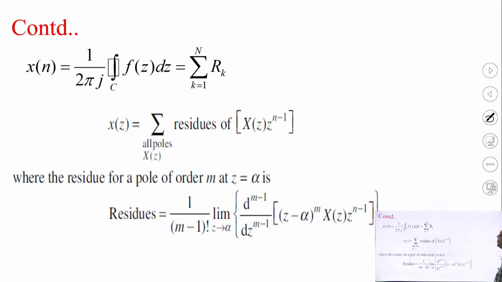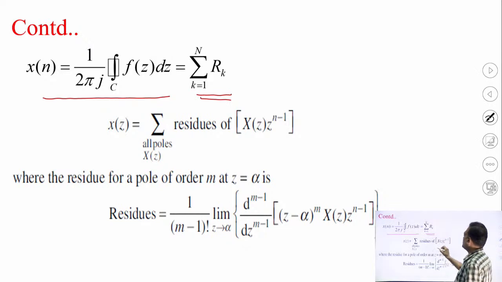So this is the inverse z transform formula, which is equal to the sum of the residues of all the poles lying within the contour C which we have taken. It is equal to the residues of the term X(z) z to the power n minus 1 for all poles. This is the expression for calculating the residue, where m is the order and alpha is the pole at which we are calculating the residue.